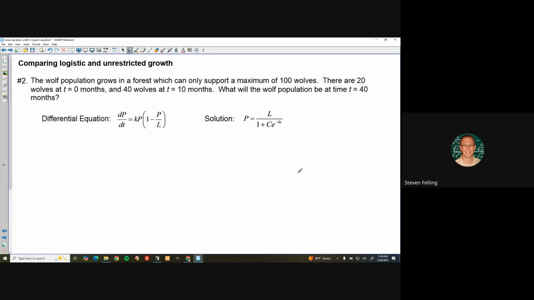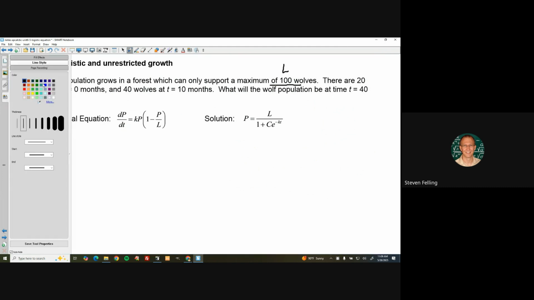Right, let's do the problem over again. This time we're going to talk about the wolf population growing in a forest which can only support a maximum of 100 wolves. That's the carrying capacity, so that's L. There's 20 wolves initially, there's 40 wolves at 10 months. What will the wolf population be at 40 months?